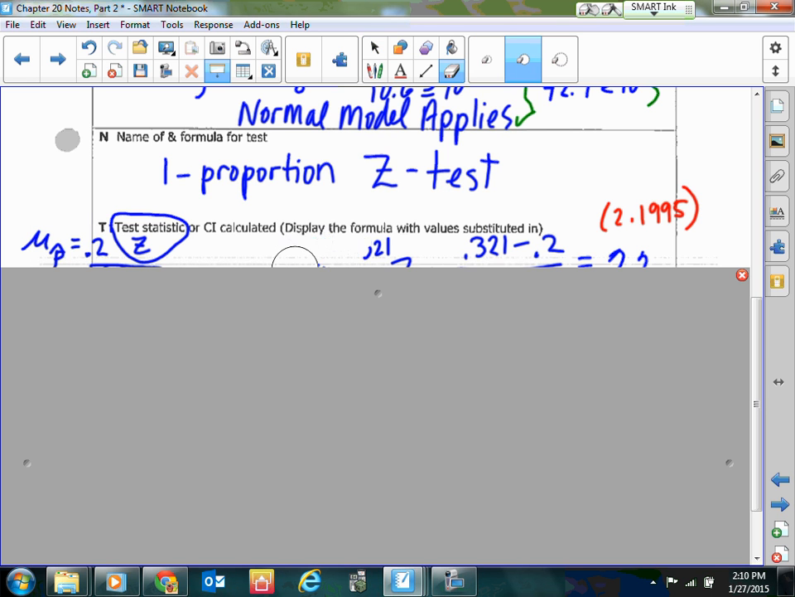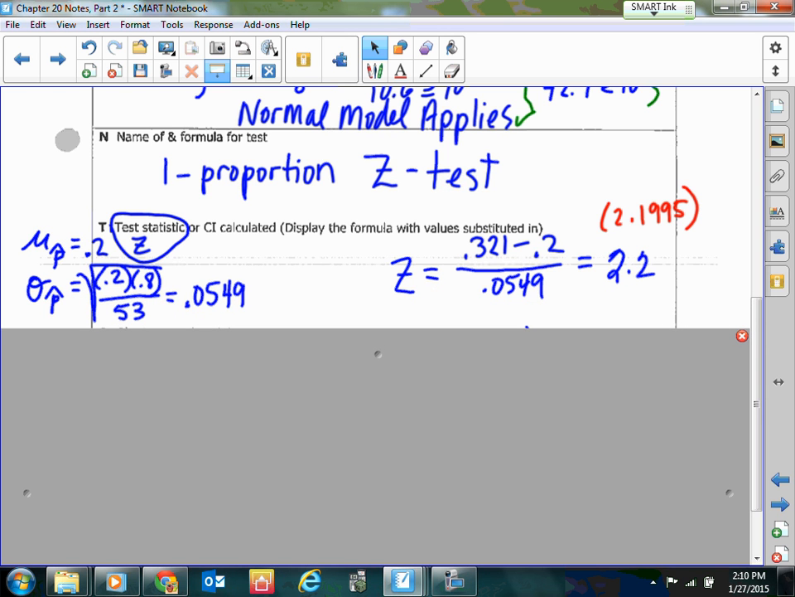All right, and then what about the standard deviation? How are we going to do that? Good, good. That's the formula for proportion. The square root of P times 1 minus P over n. Okay, good. So we have our mean and we have our standard deviation.